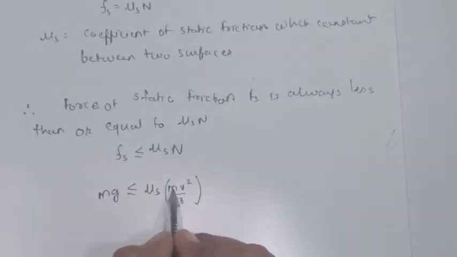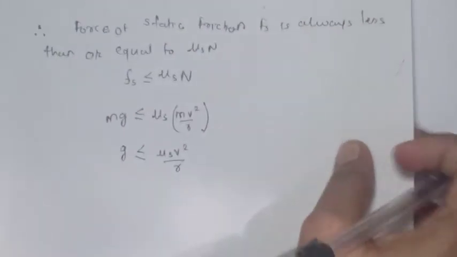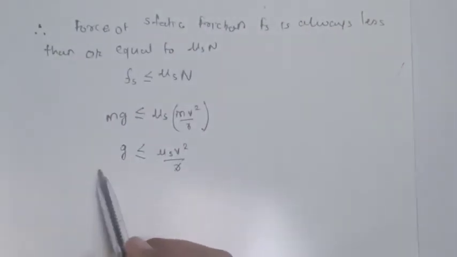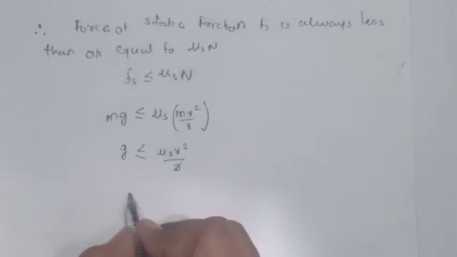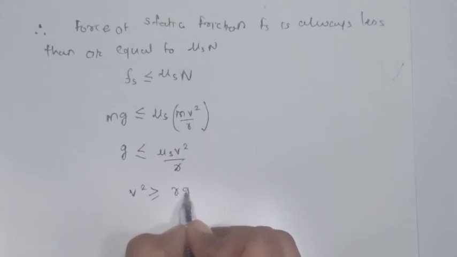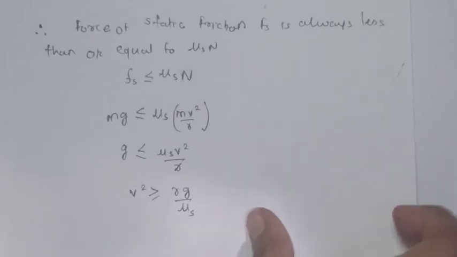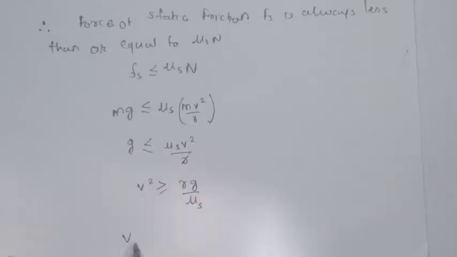So m and m will be cancelled. So g is less than or equal to mu s v square by r. So r will go this side, mu s will go this side. So v square is greater than or equal to rg by mu s. So the minimum velocity which can hold the frictional force will be V min equals under root of Rg divided by mu s.